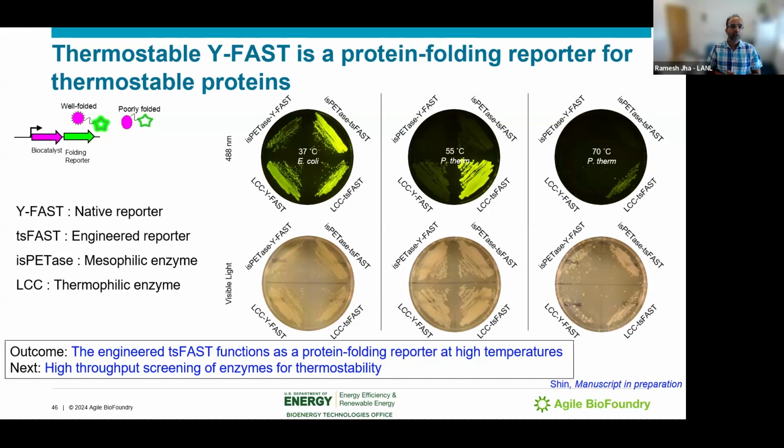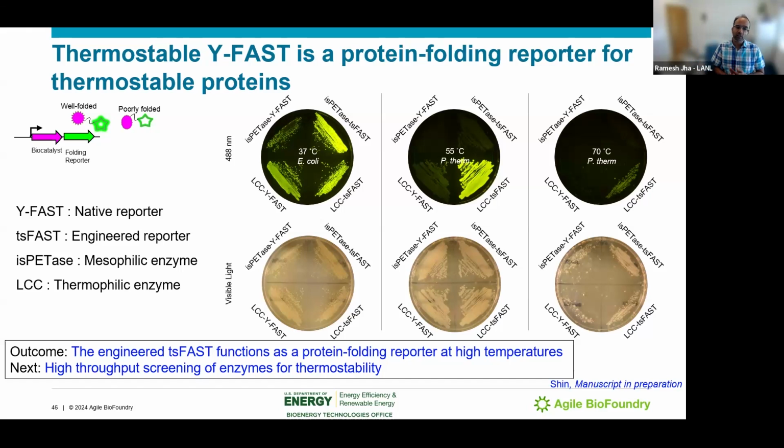So we have 4 different combinations, and at 37 degrees, when you express these fusions, all of them are more or less fluorescent. But at 55 degrees, only one variant, which is the thermophilic enzyme fused to a thermostable reporter, stands out. And we can still see the fluorescence at as high as 70 degrees Celsius.